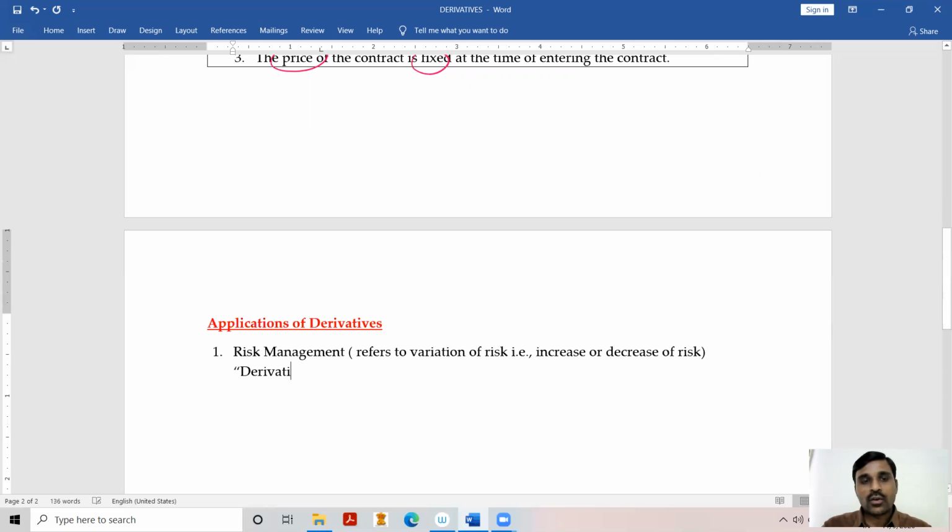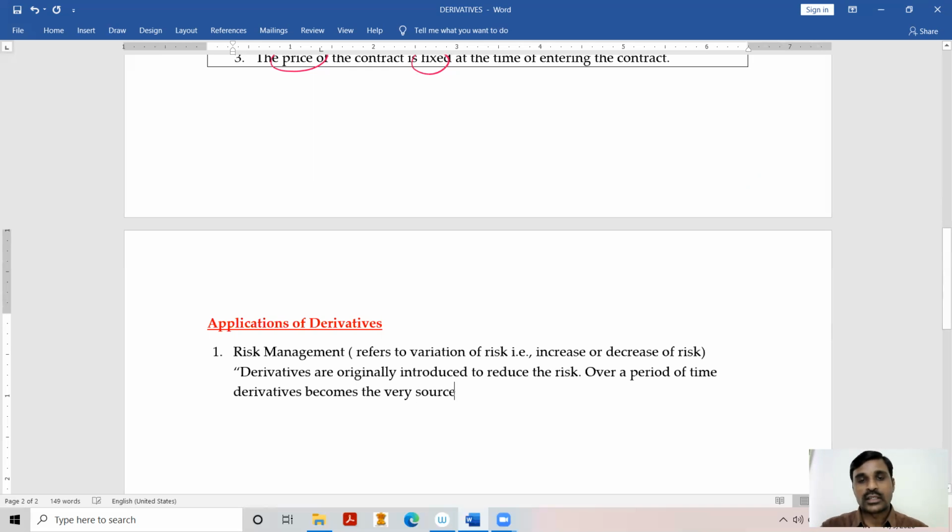I'll tell you one important point here. Derivatives were originally introduced to reduce the risk, to better manage the risk. But over a period of time, derivatives became the very source of risk. This is the point.